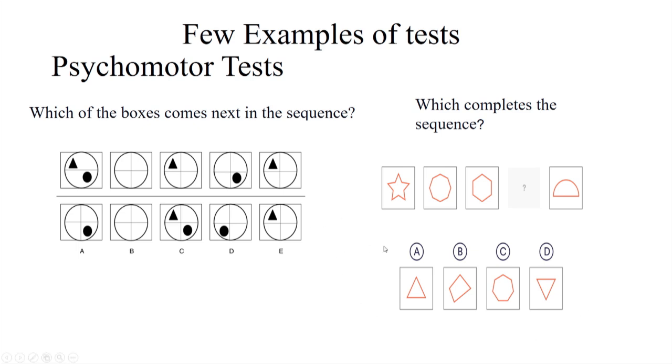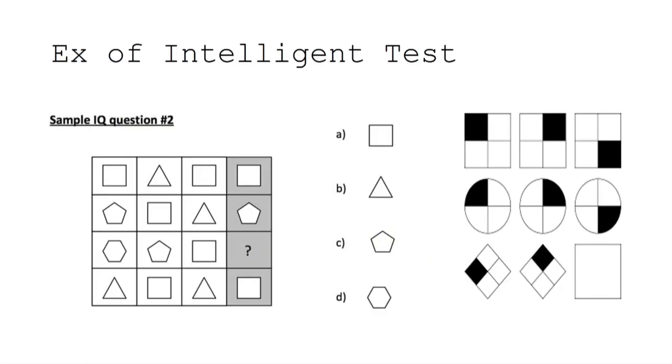A psychomotor test is where we are trying to check the spatial ability of the person, the verbal ability, the logical reasoning of the person. Here such kinds of questions can be given, and they can be asked, okay, what will come next in the sequence, or which completes the sequence. So the person is going to understand the diagram or the pattern, and then give the answer. Second example is the intelligence test.